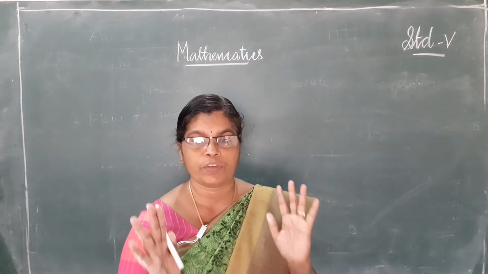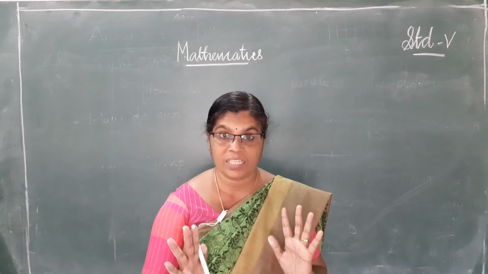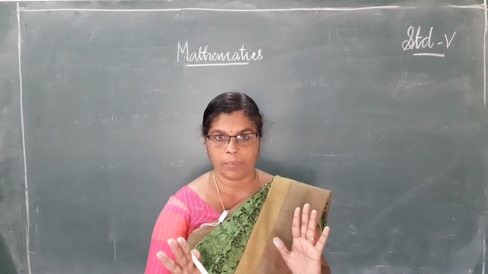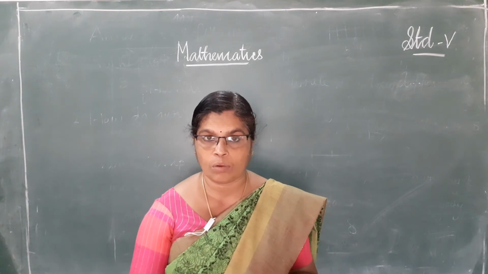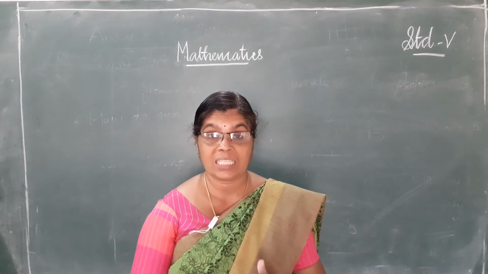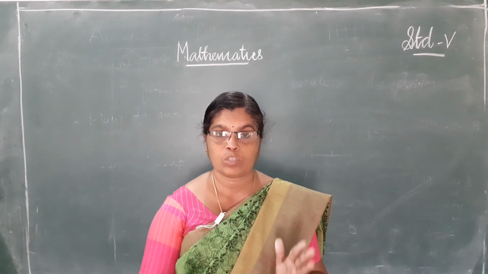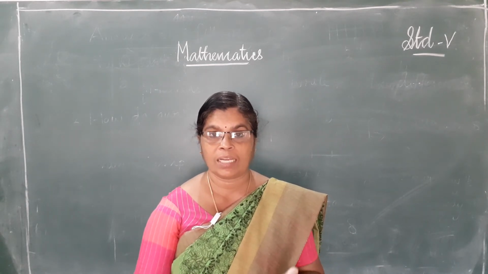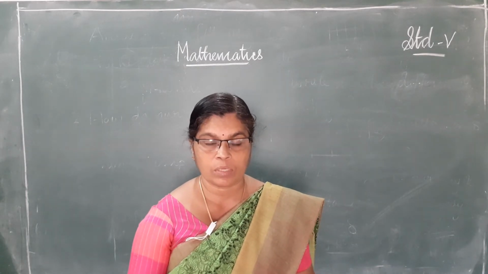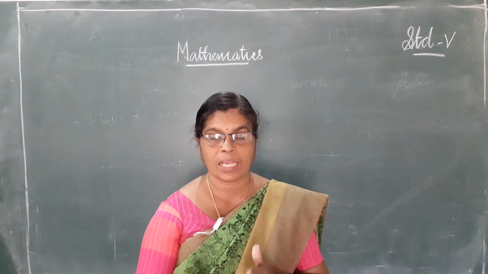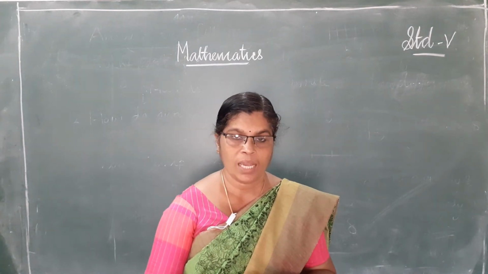Similarly, when you round off nearest to 100, there should be how many zeros? There should be at least 2 zeros. There can be more than 2 zeros, but there should be at least 2 zeros in that number. And when you round off nearest to 1000, there should be at least 3 zeros. More than 3 zeros it can be, but there should be at least 3 zeros. Similarly, when you round off nearest to 10,000, there should be at least 4 zeros at the ending of the number. Okay, is it clear?